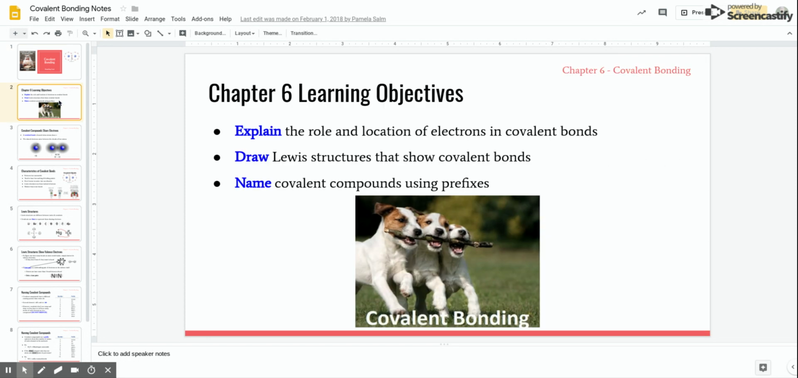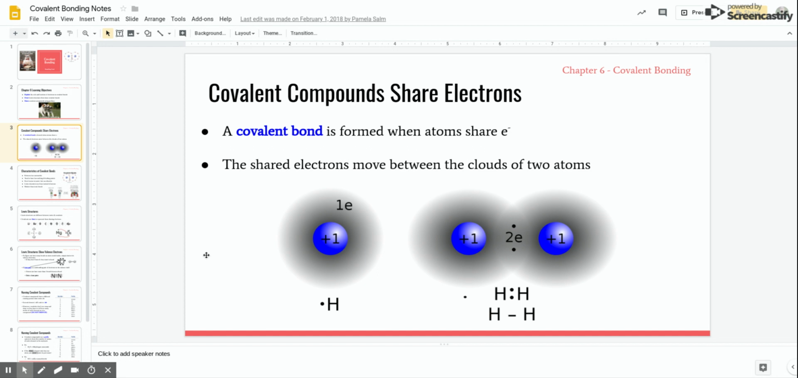Today's goals. We're going to be going through the role and location of electrons in a covalent bond. We are going to continue to draw Lewis structures that show covalent bonds, and we're going to learn how to name them. Basically the same thing we did with ionics, except we are now going through that with covalents. So first thing that I'm going to talk about is what a covalent bond is.